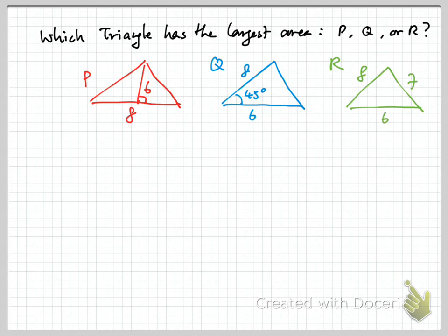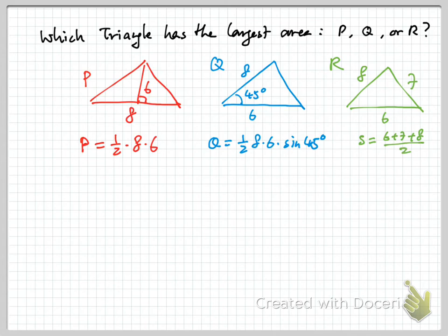So in P, we can use half BH. The area of P will be half BH. The area of Q will be half AB sine theta. The area of R, first of all, you set up the quantity of half perimeter, 6 plus 7 plus 8 divided by 2, and the area will be the square root of S times S minus A, S minus B, S minus C.